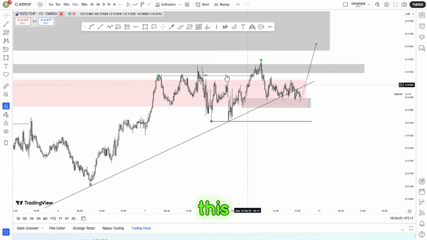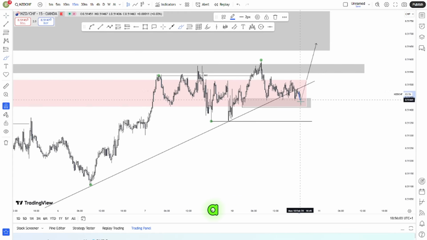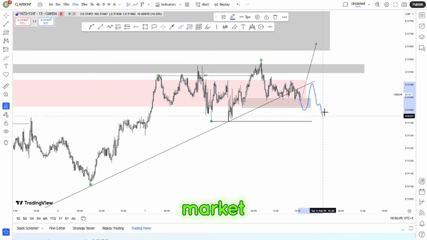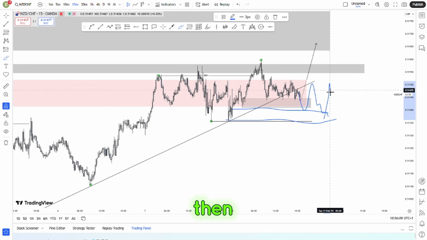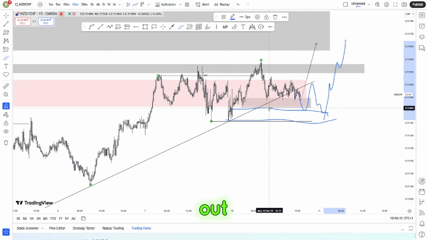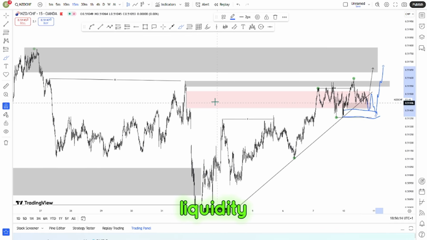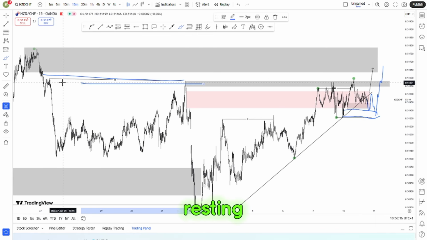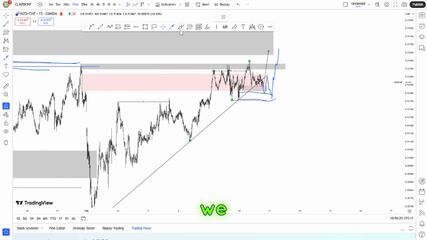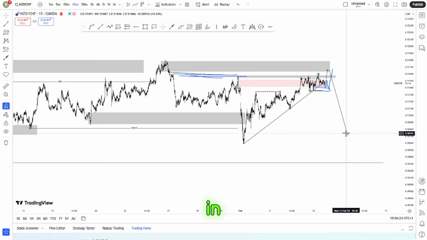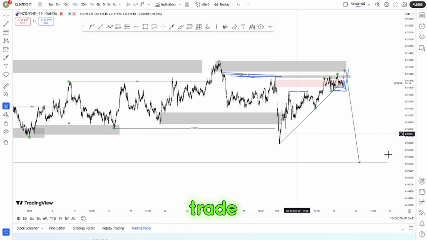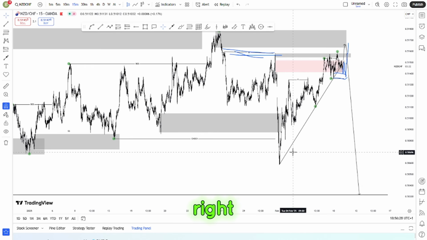So let's say from this point here, we have a push down, then a retest, then the market will gravitate towards this area of demand and then start buying, and then you get taken out, and that forms a lot of liquidity because we have something resting at the top here, which is liquidity. Then that is when we get to sell at the top, just like that. So make sure that you're in the right trade, or make sure that you're in the right direction, guys.